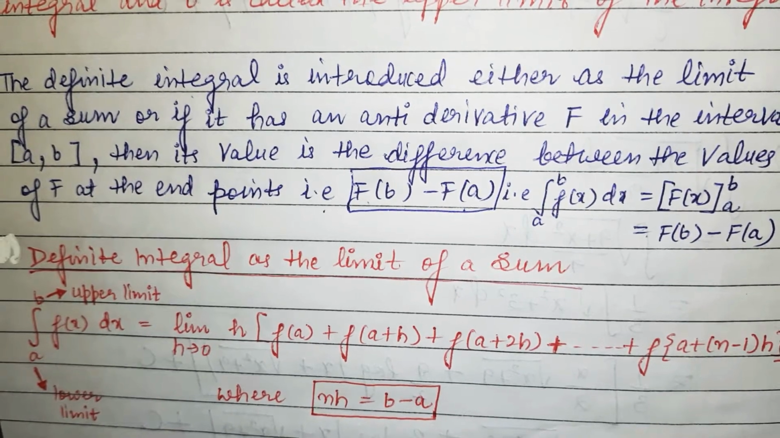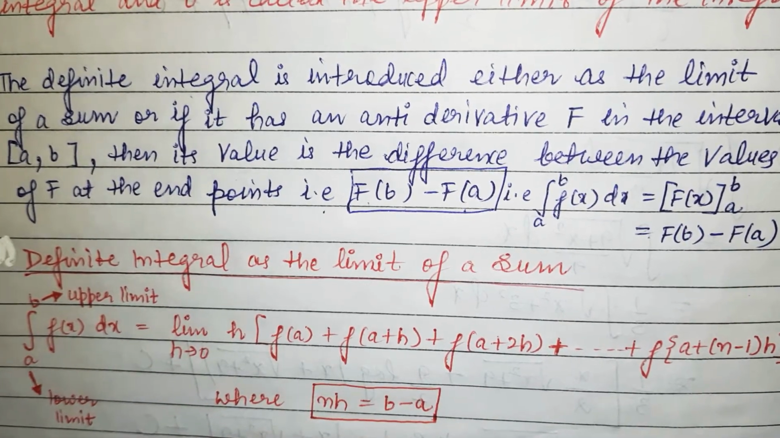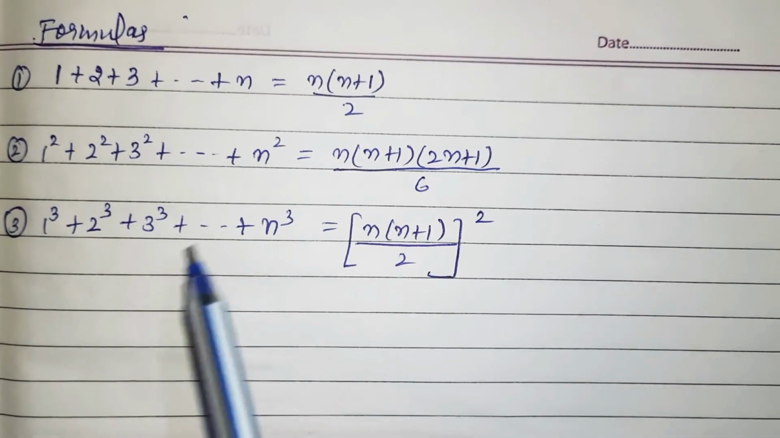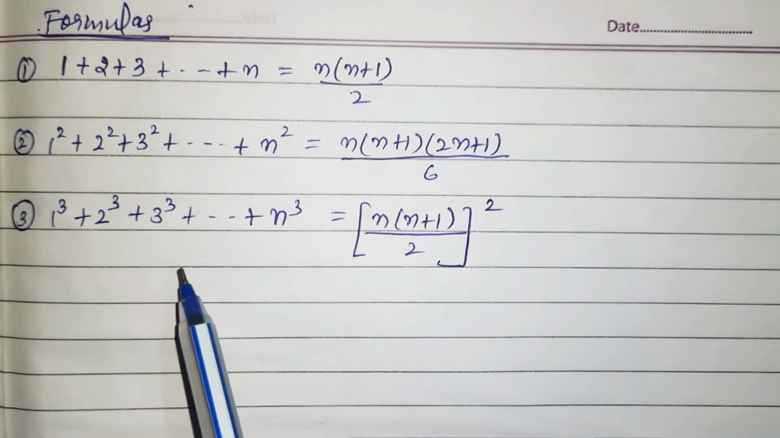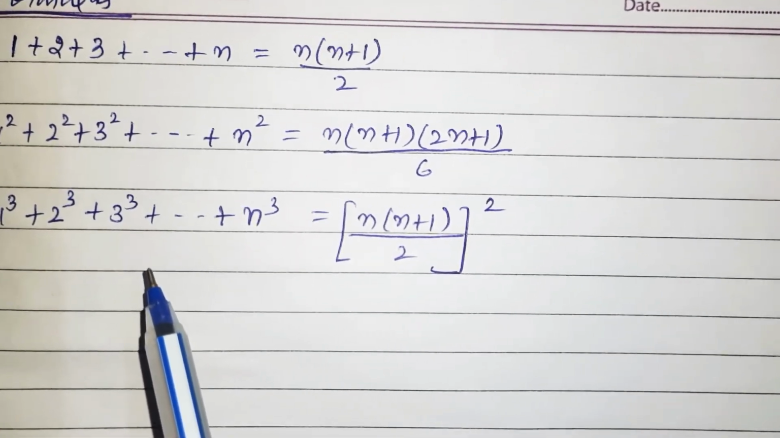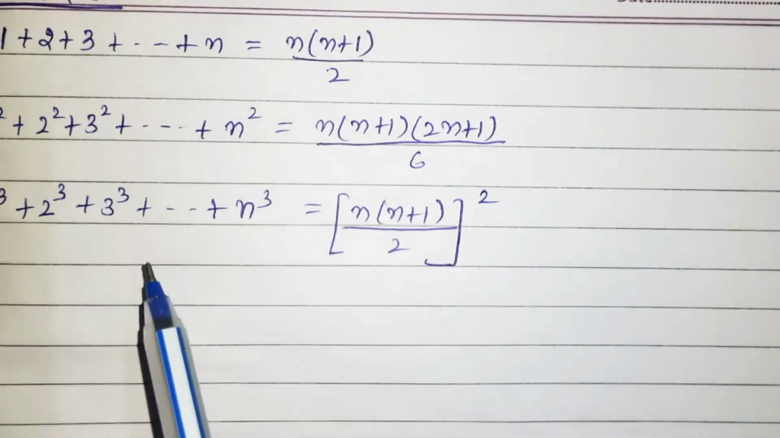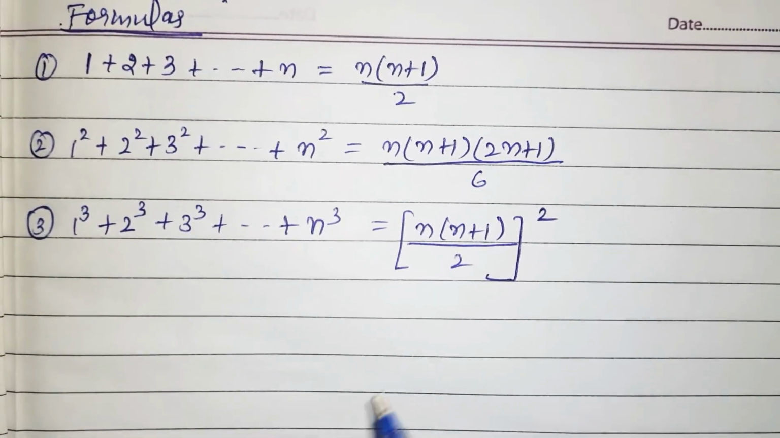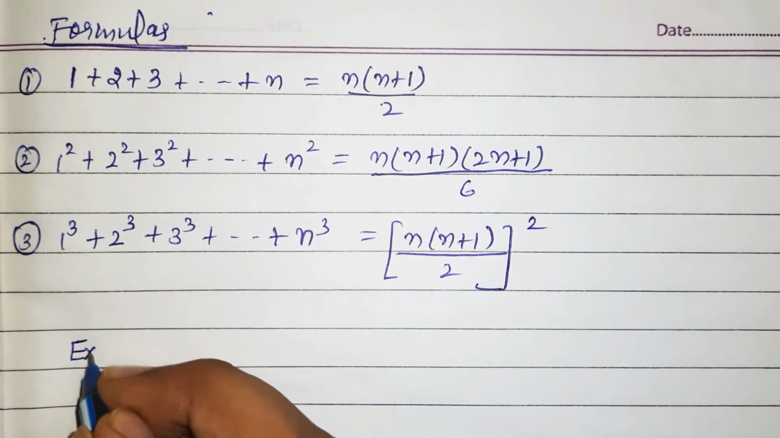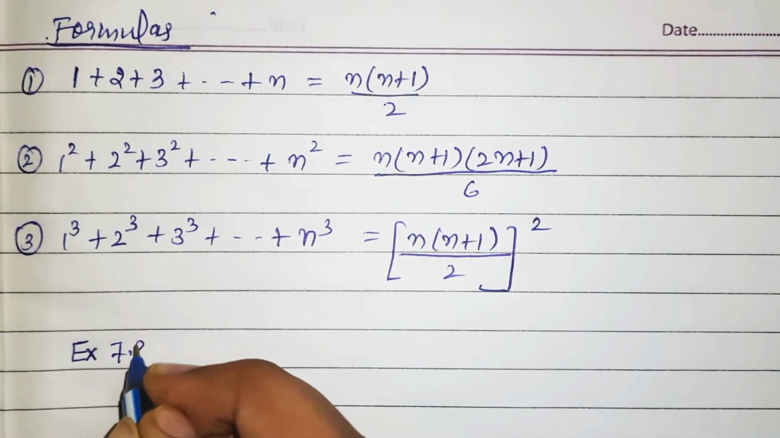So we need to be rigid with this formula. Now these three formulas, the sum of n terms, the sum of squares of n terms, and the sum of cubes of n terms, we are going to use just to evaluate the definite integral as a limit of a sum. Now see the questions carefully, because the same method I need to apply everywhere.